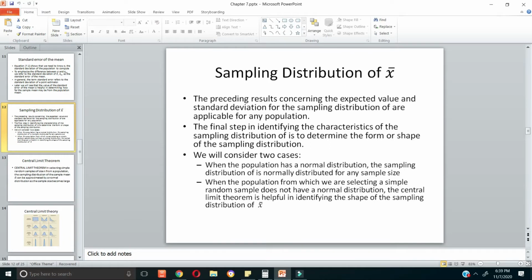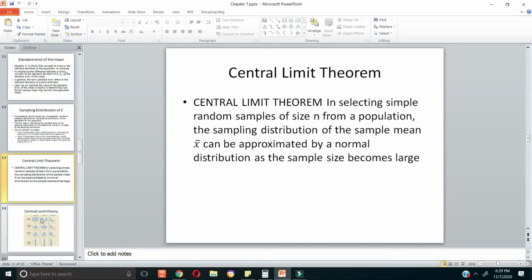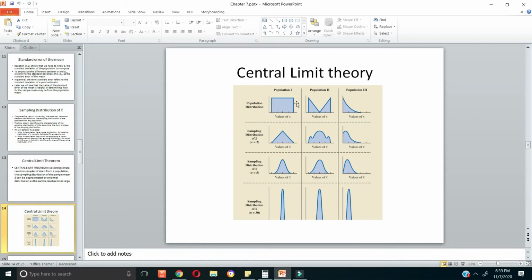But sometimes the population that we are sampling from is not normal. So if you're sampling from a population which is not normal, it is not automatic that the sampling distribution is going to be normal, because the random sample you assume is going to inherit the properties of the population that you are sampling from.